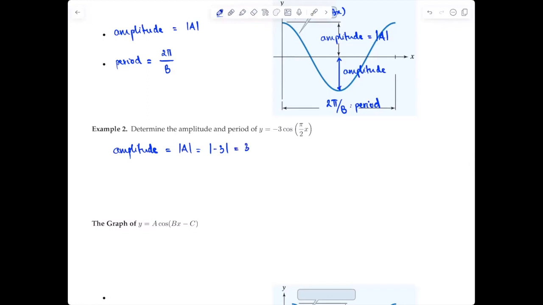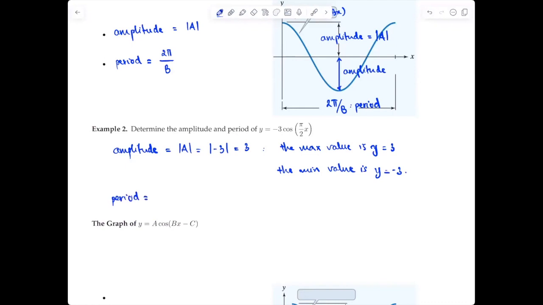So this tells you that the maximum value of the function is +3 and the minimum value of the function is -3. So here the max value is y equal to 3 and the min value is y equal to -3. Again, that means when you graph this function, the highest point that the function can get to is +3, and the lowest point the function can get to is -3. Okay, now next, the period.